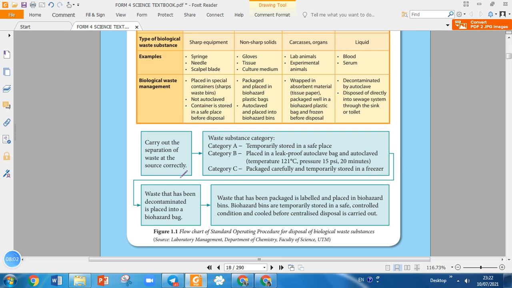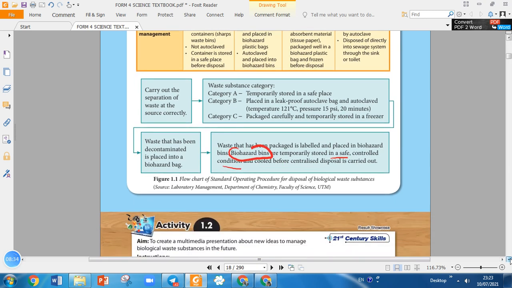After that, the waste that has been decontaminated is placed into a biohazard bag. Waste that has been packaged is labeled and placed in biohazard bins. Biohazard bins are temporarily stored in a safe, controlled condition and cooled before centralized disposal is carried out. So the biohazard bin is the last step. It is safe, and you also need to control it or cool it before you throw it away.